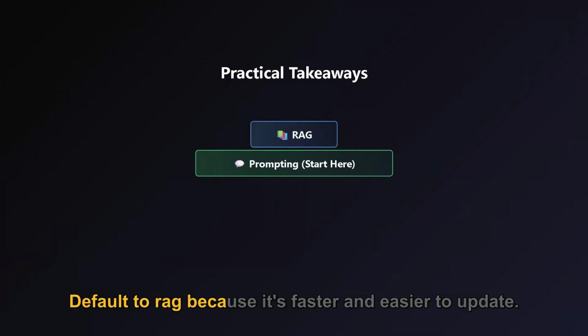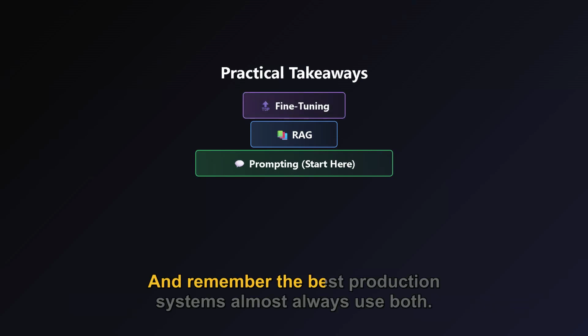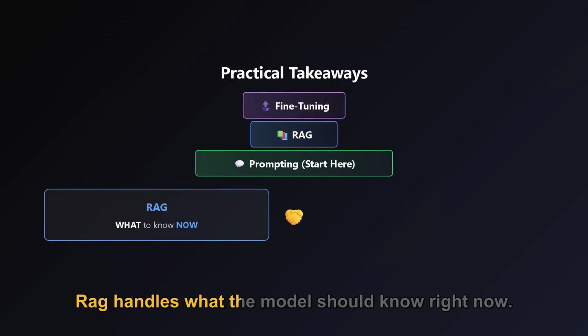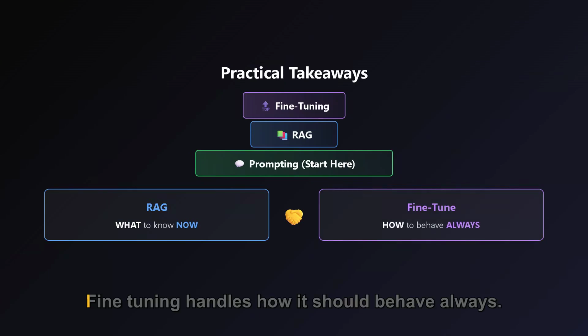The practical takeaways: start with prompting, exhaust prompt engineering before committing to anything. Default to RAG because it's faster and easier to update. And remember, the best production systems almost always use both. RAG handles what the model should know right now. Fine-tuning handles how it should behave always.